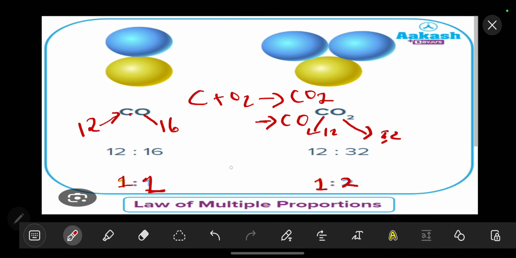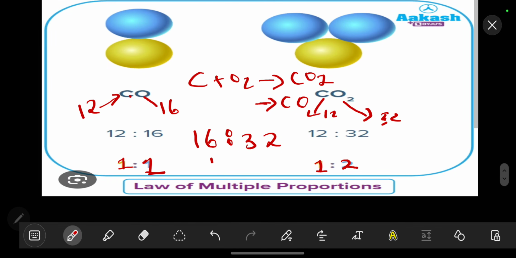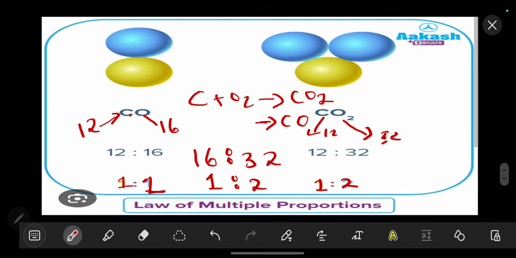Now the law of multiple proportion can be proved by looking at the masses. If you look at the mass of oxygen in carbon monoxide, it's 16. Then the mass of oxygen in carbon dioxide is 32. So when you find the ratio there, it will give you a 1 to 2. So this is the law of multiple proportion.